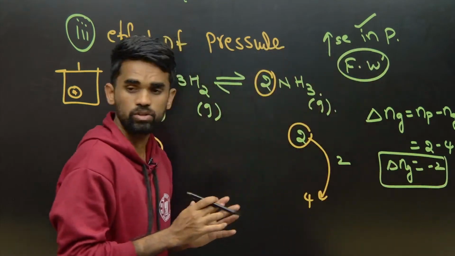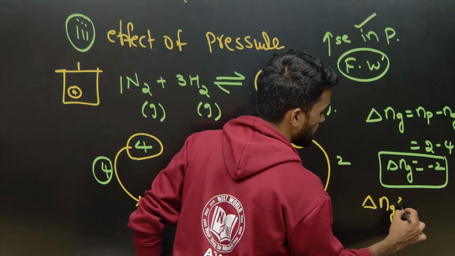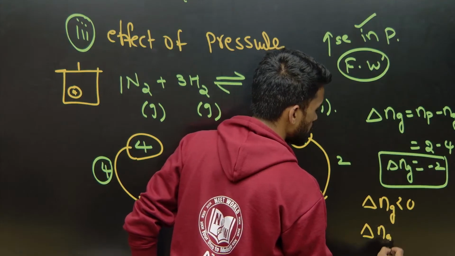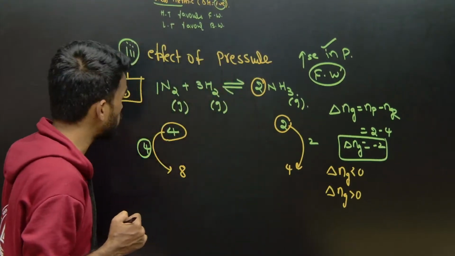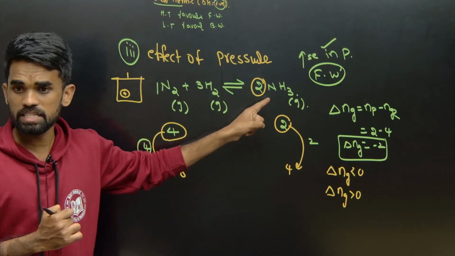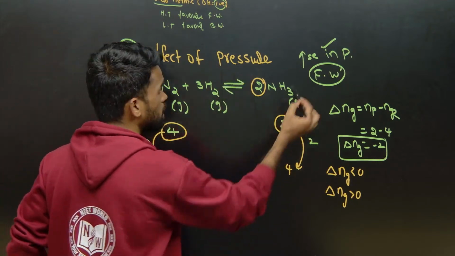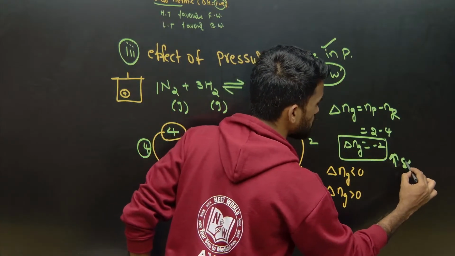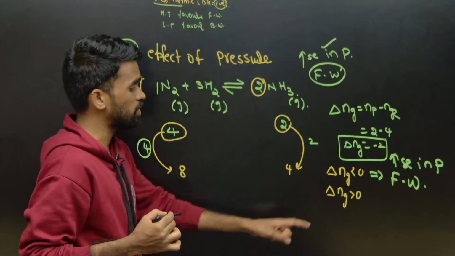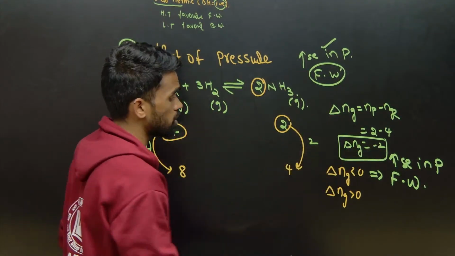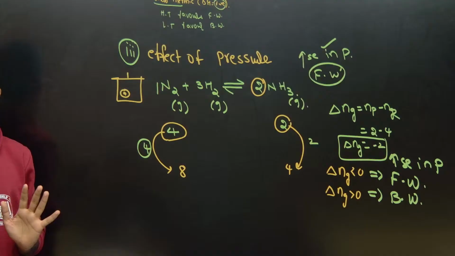So now what you need to make? For delta Ng, you will get 2 types of relations: delta Ng less than 0 and delta Ng greater than 0. If delta Ng is less than 0, what happens? In this case delta Ng is less than 0. So whenever delta Ng is less than 0, increase in pressure favors forward. If delta Ng is greater than 0, increase in pressure favors backward. Okay, is this clear or not?